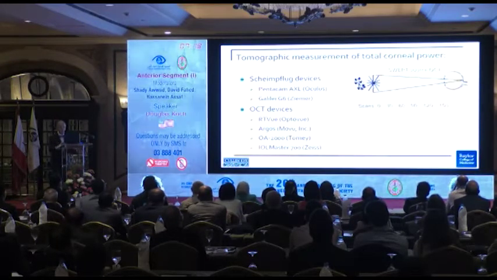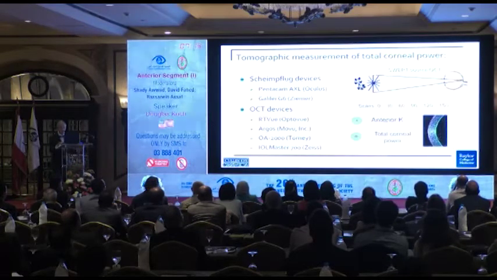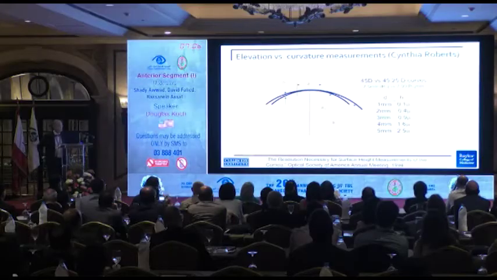They measure the corneal thickness with a swept source OCT. So they add the anterior corneal power to the posterior corneal thickness to get the posterior corneal curvature, and then they can calculate total corneal power. The problem is anytime you use elevation measurements to calculate corneal power, they're not as accurate.